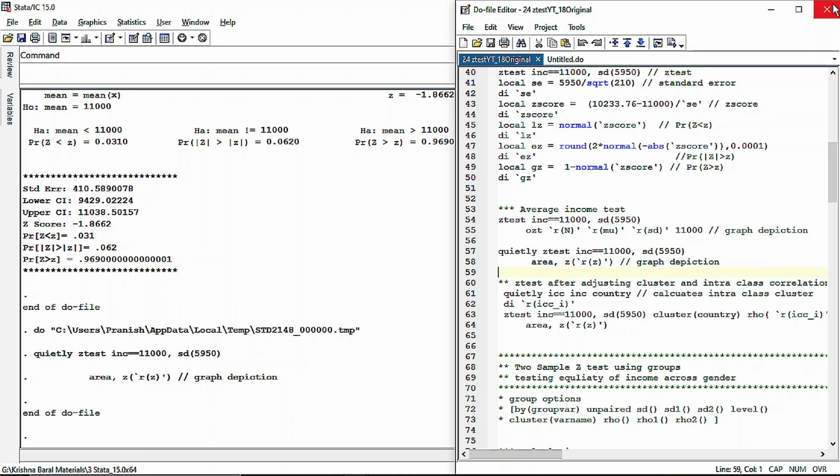Now let us see how we perform a one sample z-test when the information on cluster and the intra-class correlation is provided.